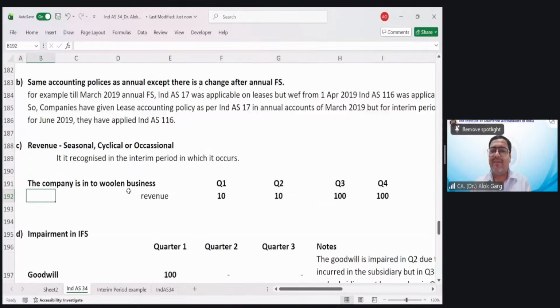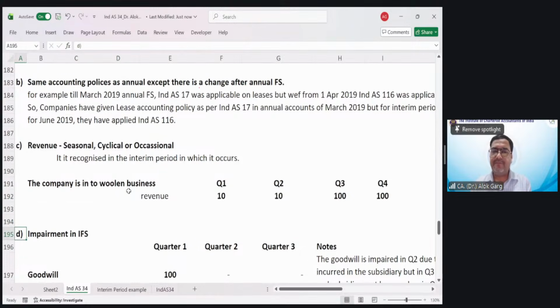That is why, in quarter 1 only 10 crore, in quarter 2 only 10 crore, but quarter 3, quarter 4 10 times. So that is why you have to write that your industry, your operations are seasonal or cyclical in nature. That is why you need to write this.